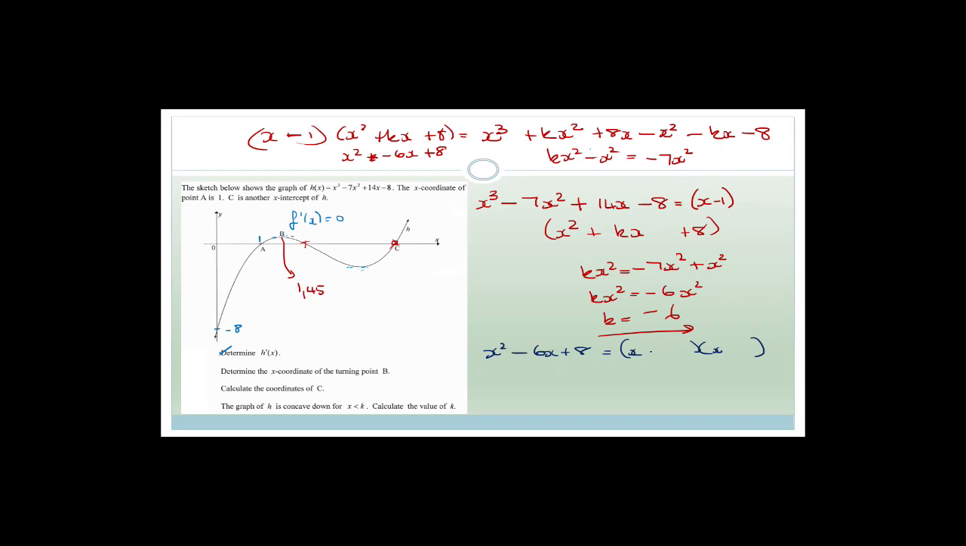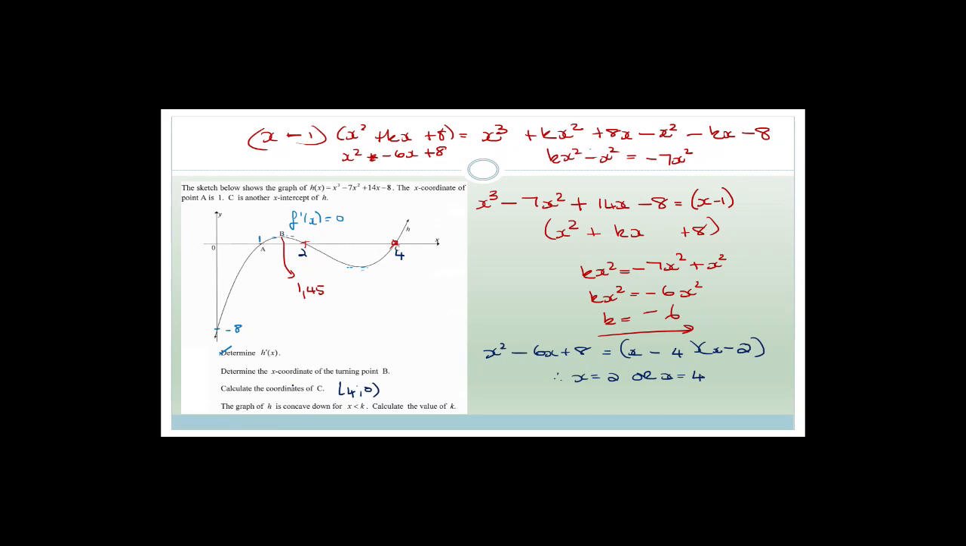Okay, and we can say it's minus 4 minus 2. How can I say that? Well, when x is 4, times 2 is going to give me 8, and minus 4 minus 2 is going to give me minus 6. So therefore, x is going to equal 2, or x is going to equal 4. So this must be 2, and that must be 4. So therefore, the coordinates of point C are (4, 0).